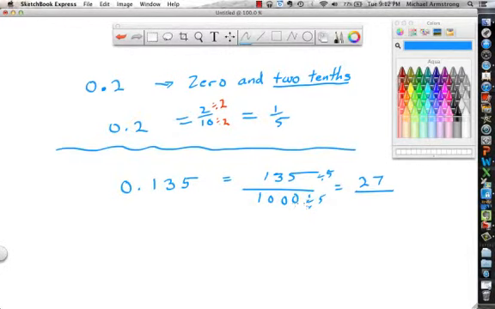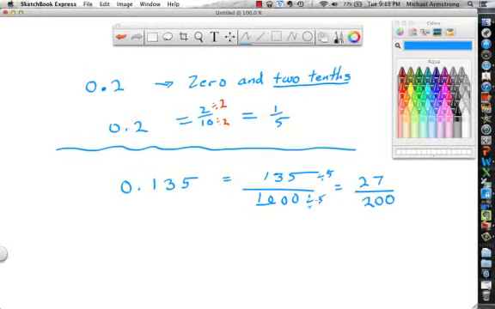Okay, so 1,000 divided by 5 is 200. 2 times 5 is 10 plus the 2 zeros. So there's the 10 plus 2 zeros. So 27 200ths. Now the question is, can we divide 27 and 200 by something?